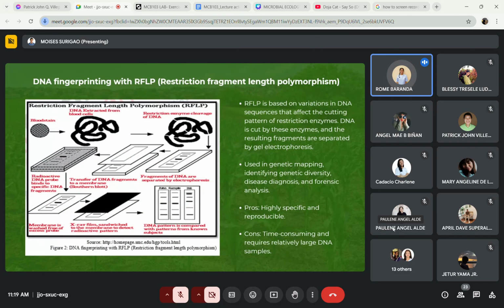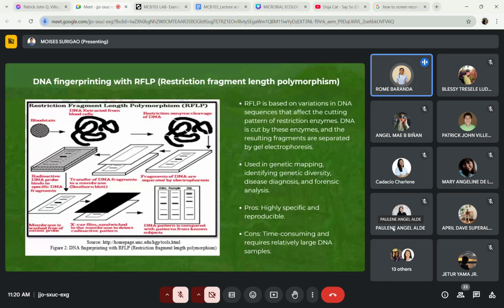So first is our DNA fingerprinting with RFLP. And this one is actually, ang process niya ng pag-detect or how it works, parang same lang sa standard process ng DNA fingerprinting. From DNA extraction, may restriction digestion, subject to gel electrophoresis, then may southern blotting, may hybridization with probes, and then detection.